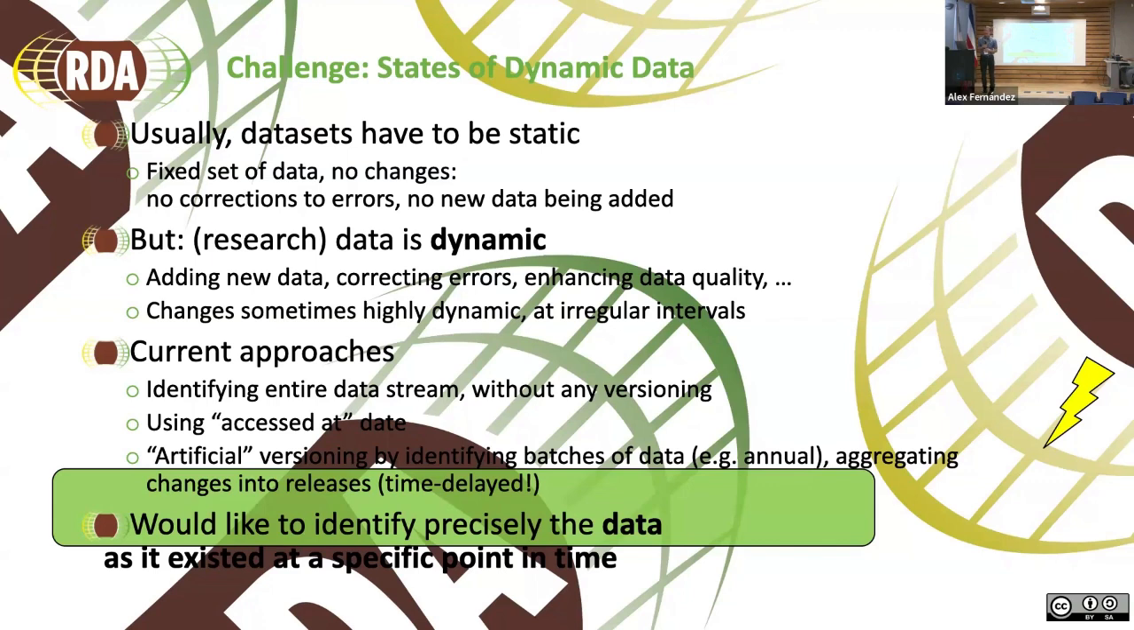Okay, so that's the problem with dealing with dynamic data. So what we wanted to have is a mechanism to identify data precisely at the state as it was at any given point in time. So if you have a sensor data stream coming in that's sending data in by the milliseconds, and at a certain point you access the data and want to do a study on that, you want to make that state of the data set citable and not have to wait for the next quarterly release. Next slide, please.